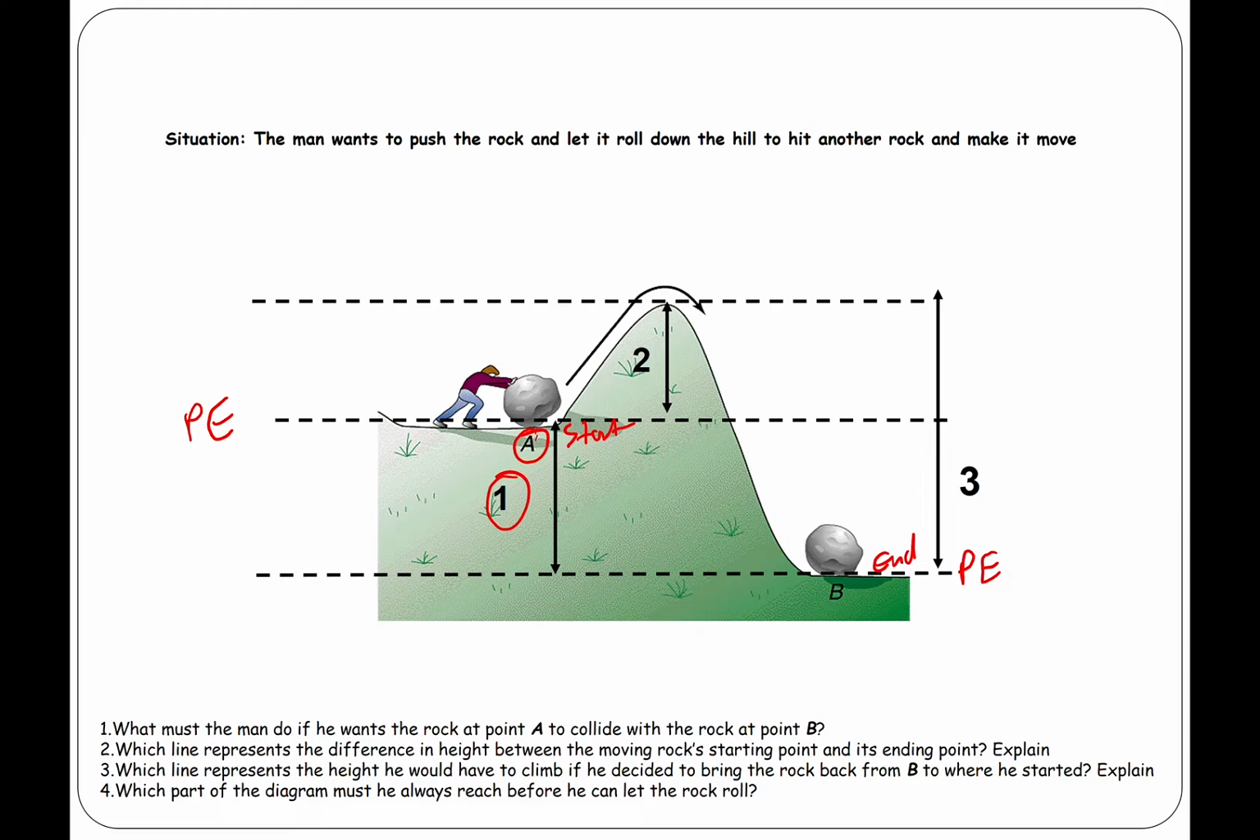Question 3. Which line represents the height he would have to climb if he decided to bring the rock back from point B to where he started? So we're going to flip this. We're going to assume that the guy's going to start here at B, and he's going to end at point A. Which line would he have to climb to bring the rock back to A?